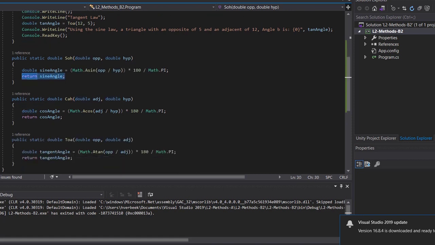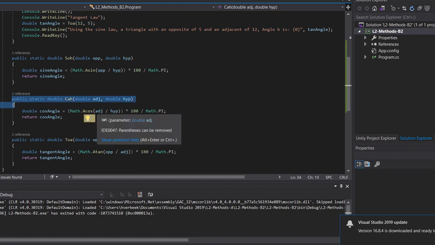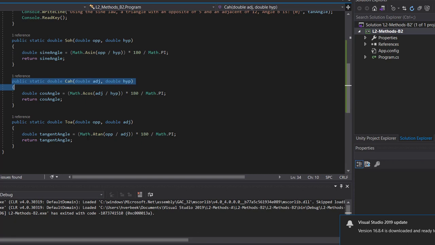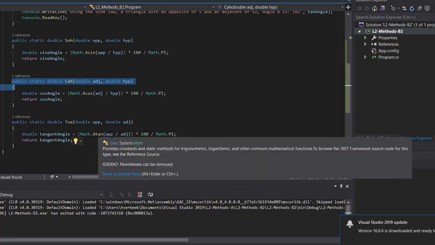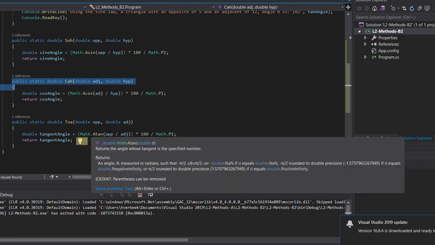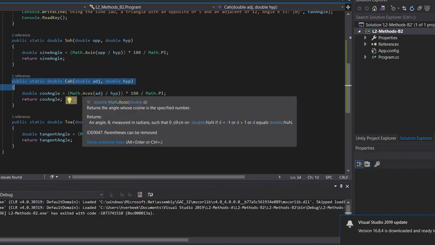Then I did exactly the same for cos, except cos is adjacent over hypotenuse. And then for tangent, which is opposite over adjacent. And again, the inverse tan is atan and the inverse cos is acos.